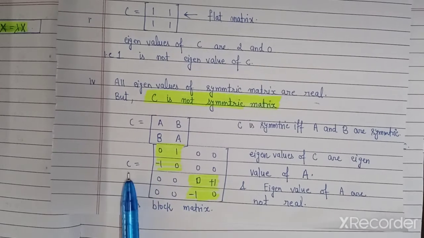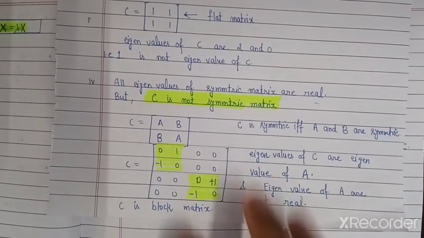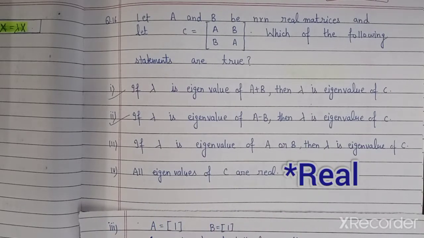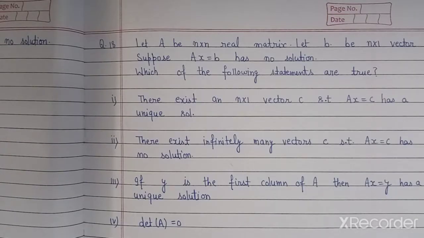This implies the eigenvalues of C are complex, but in the option it is given that the eigenvalues of C are complex. This implies option number 4 is incorrect. So the next question is: let A be an n cross n real matrix, let B be an n cross 1 vector. Suppose Ax = B has no solution. Which of the following statements are true?